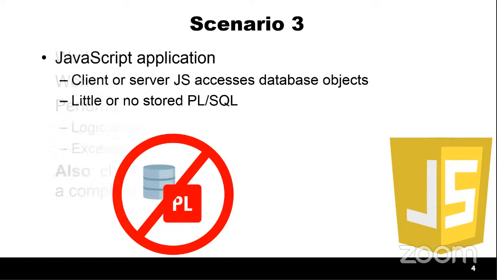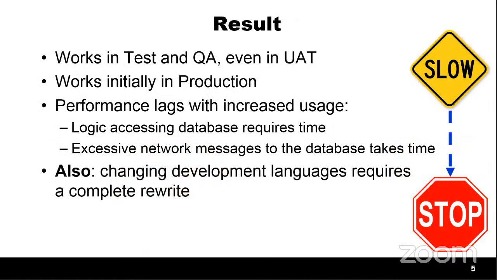The result is these systems work fine in test and QA, even in user acceptance testing. You may or may not be doing load testing. And of course, if you don't, when you get to production you'll find performance is lagging, because you've got increased time accessing the database with multiple clients, lots and lots of messages going back and forth, and time in the database taken to interpret and handle the messages. All of that means the application gets slower.